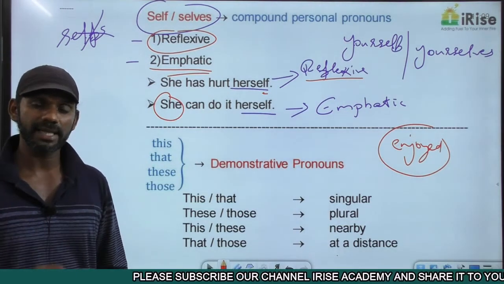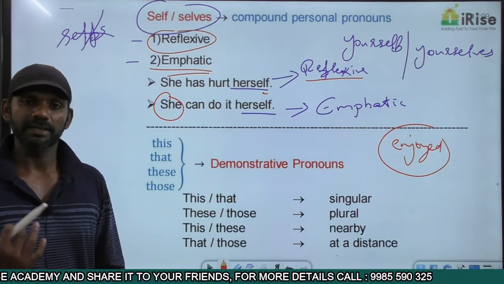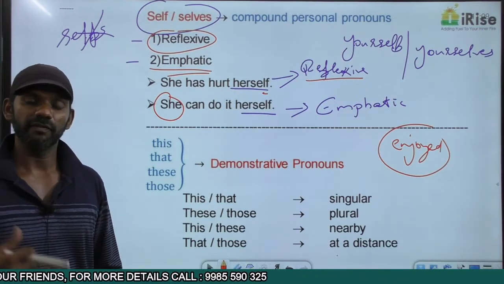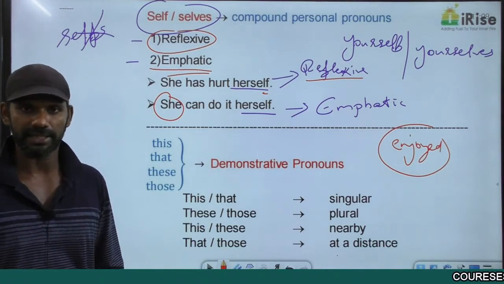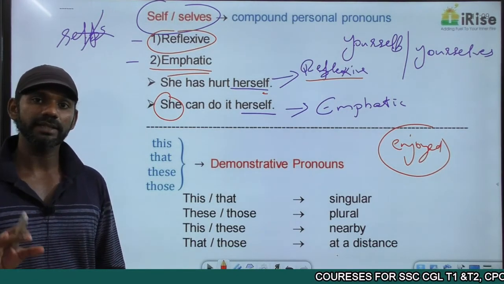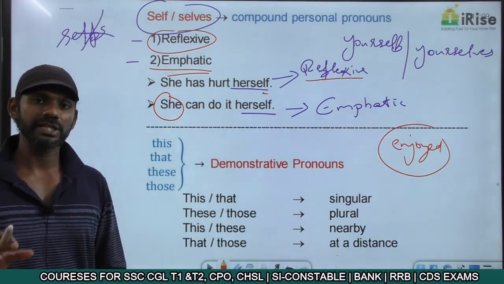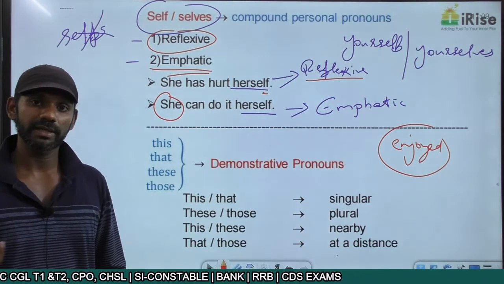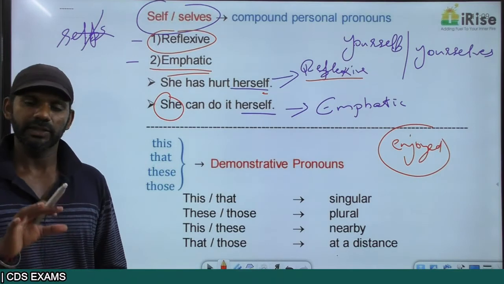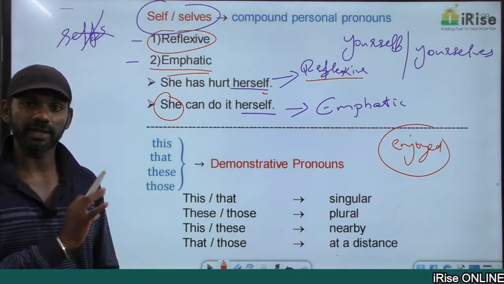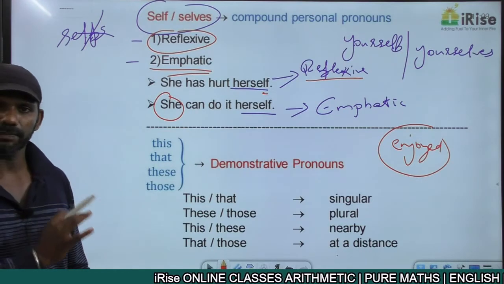I enjoyed myself at the party. Completely fine. He enjoyed himself at the party. They enjoyed themselves at the party. We enjoyed ourselves at the party. You enjoyed yourselves at the party. All these are correct. I have enjoyed the party. What did I enjoy? The party. That is completely fine. I have enjoyed the movie. I have enjoyed the function. All these are fine. So there must be a mention of what we enjoyed in the case of the word enjoyed. So self and selves pronouns are called compound personal pronouns.